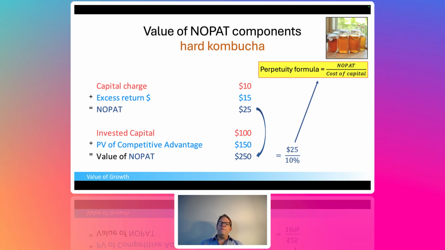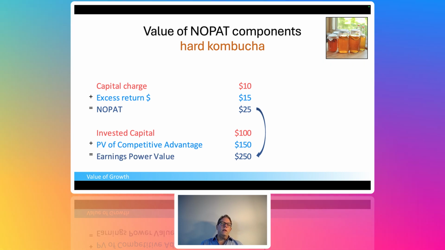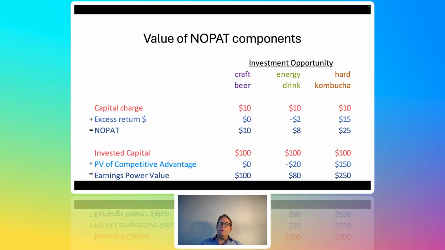And then the final layer of the value, NOPAT, is 25 million divided by the cost of capital, 250 million. So we know that earnings power value equals invested capital, 100 million, plus the present value of that competitive advantage, 150 million. Total value is 250 million. So we've been able to use these tools to effectively value not only NOPAT, but the components of NOPAT.